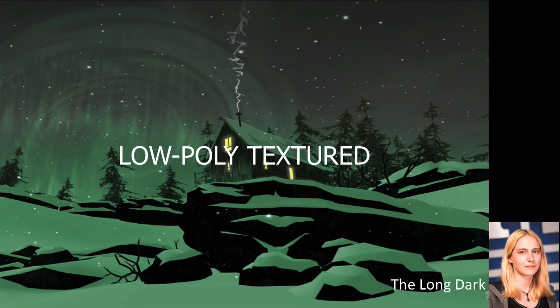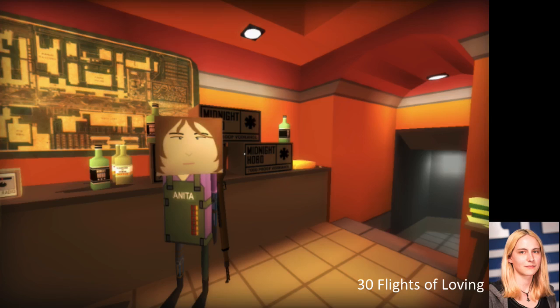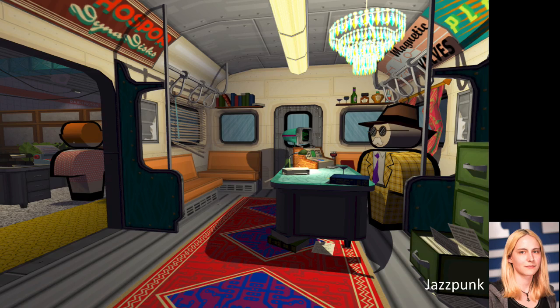You can also combine the benefits of low-poly models and pixel art into a kind of simplified, retro-style 3D. You're probably already familiar with this style through the sandbox phenomenon Minecraft, where literally everything in the world is derived from a cube, and the default texture size is a mere 16 by 16 pixels. But your textures don't need to be pixel art necessarily, they just have to be simple. 30 Flights of Loving gets by using roughly drawn faces as characters, in a way that evokes the charm and simplicity of papercraft. Jazzpunk does something similar, making characters that look like a set of wooden toys.